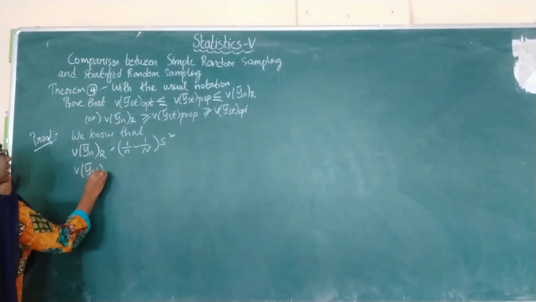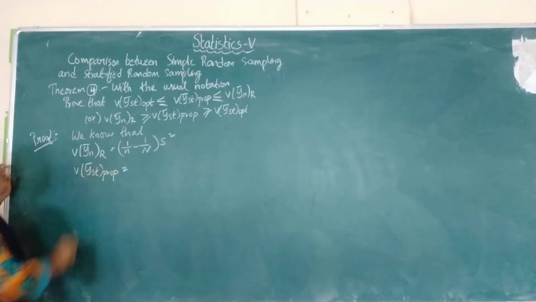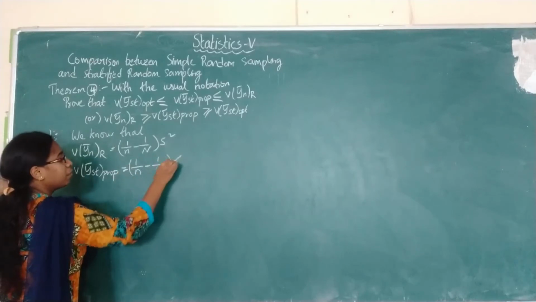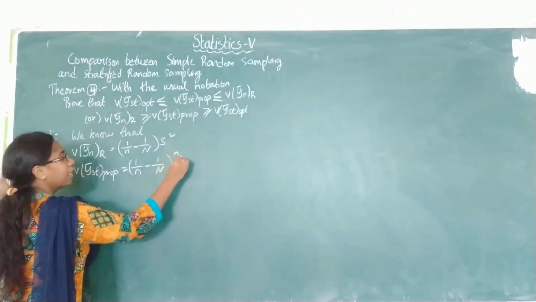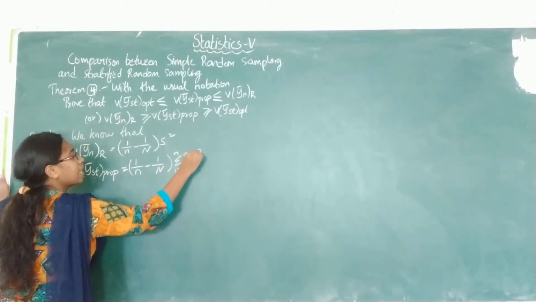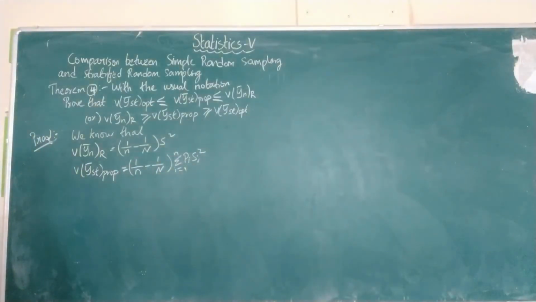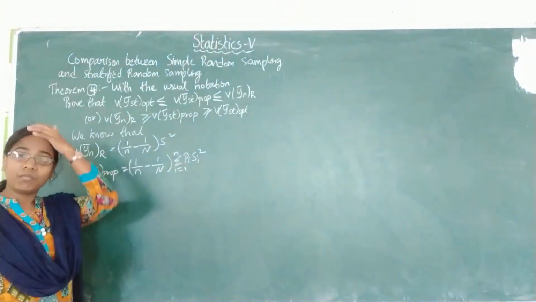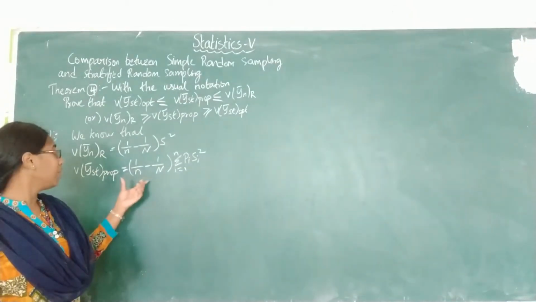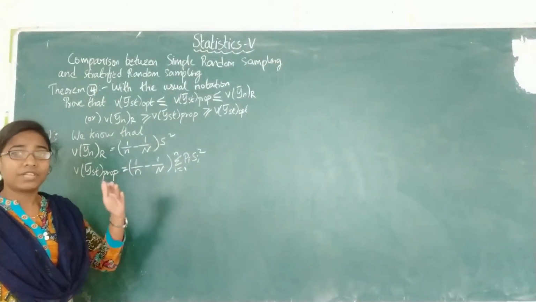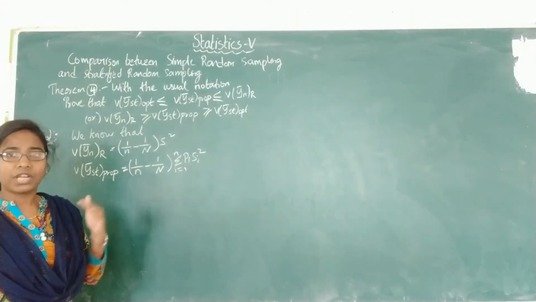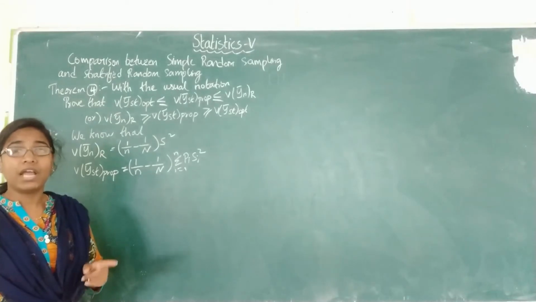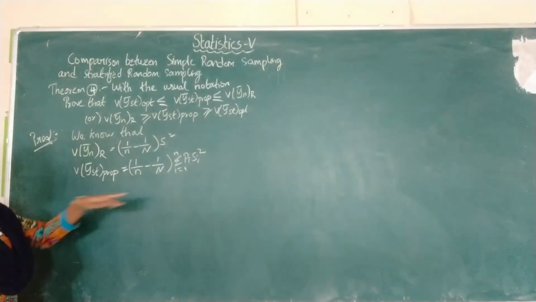Variance of ȳst under proportional allocation. So what is the variance formula? (1/n − 1/N) into the summation i equals 1 to k of Pi Si². So this is the variance formula under the proportional allocation. We got this value after theorem 1, where we proved the variance under proportional allocation. After getting the allocation of sample size, under that we found the variance of the sample mean under proportional allocation. So this value is from that.